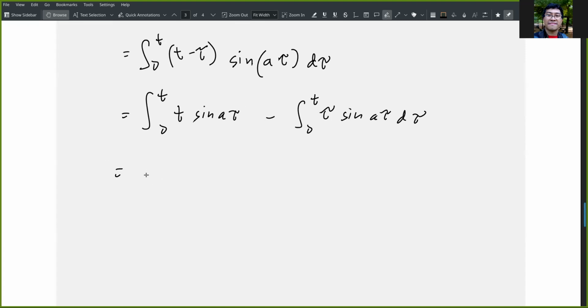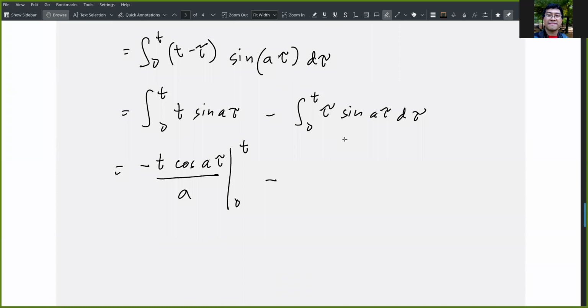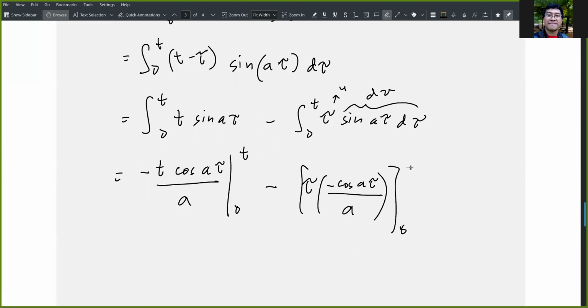The first is easy. It's simply negative t cosine a tau over a evaluated from 0 to t. Minus this one can be evaluated using integration by parts. If we set this as our u and this is our dv, then u is tau, dv is negative cosine of a tau over a, evaluated from 0 to t.